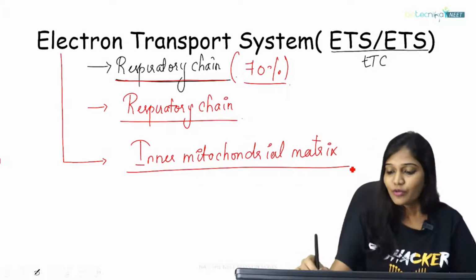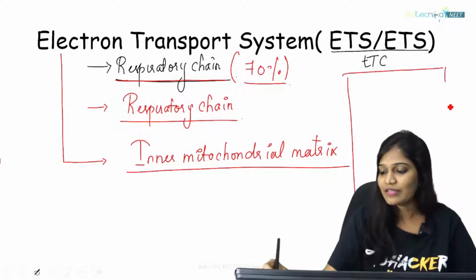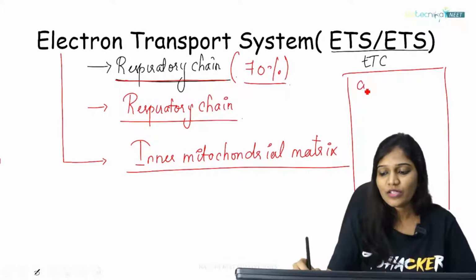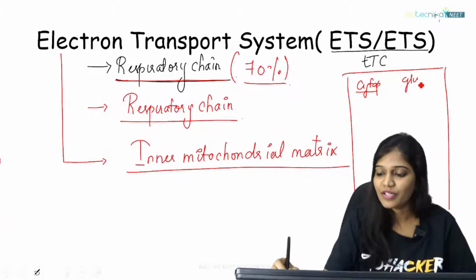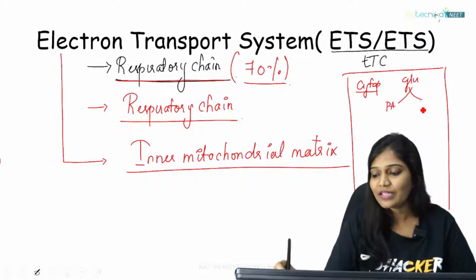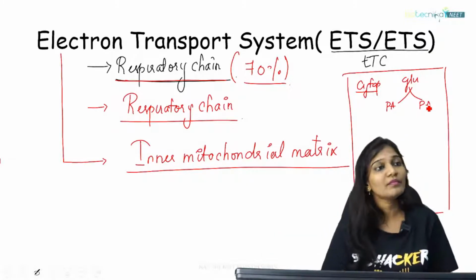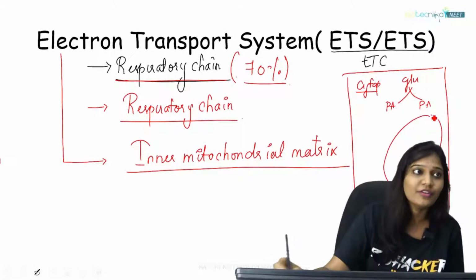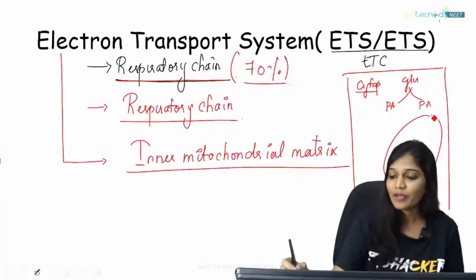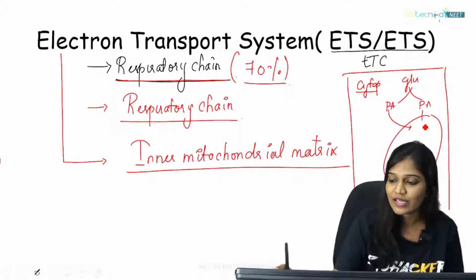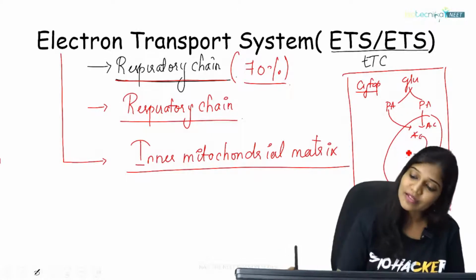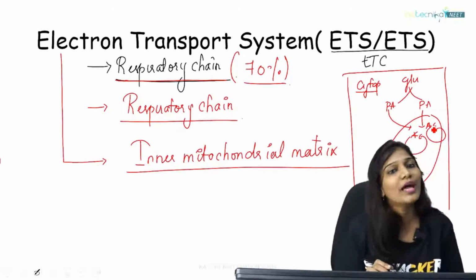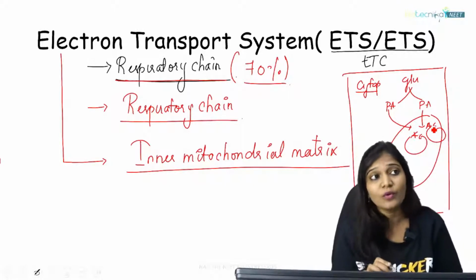Suppose we consider this to be a cell. This is the cytoplasm. In the cytoplasm, glucose has been converted into 2 molecules of pyruvic acid. Let's draw a mitochondria here. Pyruvic acid will enter the mitochondria and get converted into acetyl-CoA, two molecules of acetyl-CoA. One cycle will take place, and another cycle will take place.